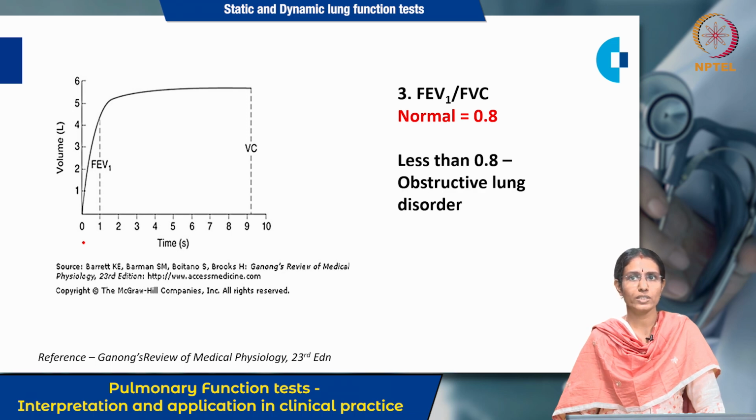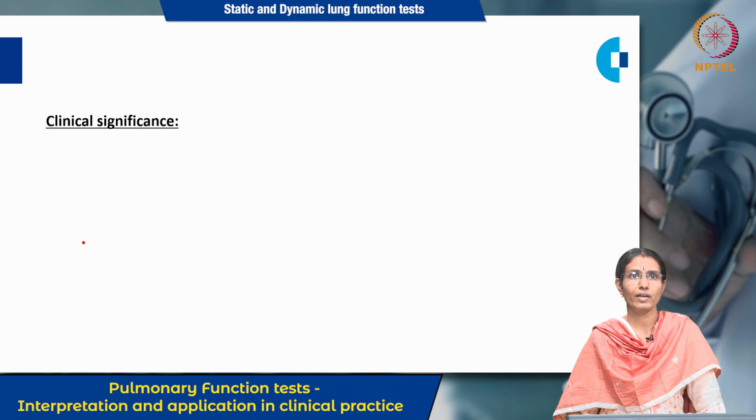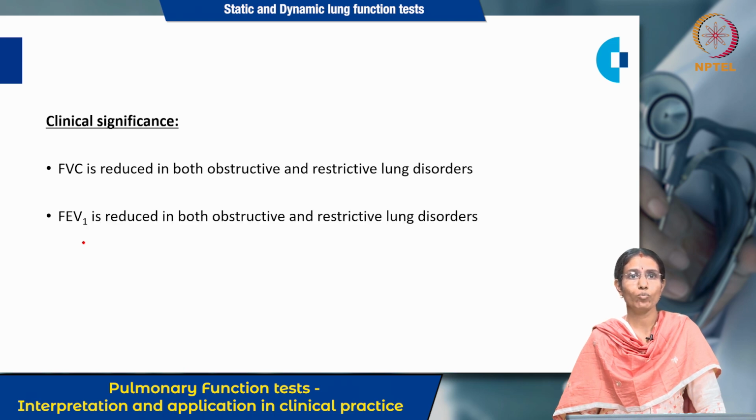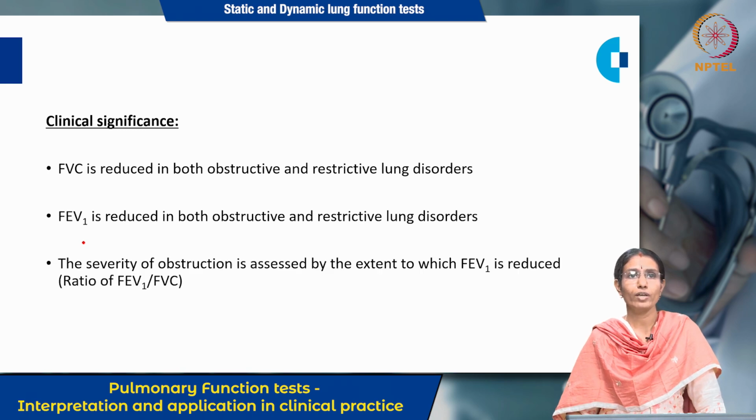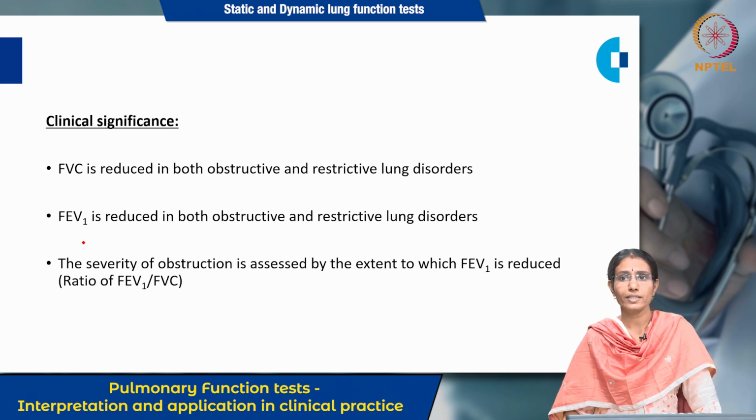If it is less, what does this indicate? This indicates obstructive lung disorder. And it could be more too in normal individuals, also in restrictive lung disorder. This is a very important parameter which is used in clinical interpretations, because FVC and FEV1 can be reduced in both obstructive and restrictive lung disorders, but the FEV1 by FVC ratio is decreased only in obstructive lung disorders, because the extent to which FEV1 is reduced is more in comparison to FVC in obstructive lung disorders. So this is a very, very important clinical interpretation in obstructive lung disorders.